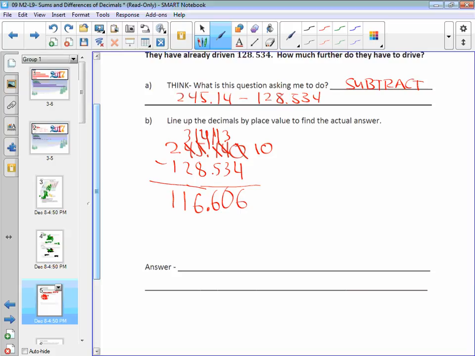116. Right. That's right. Yes. 116 and 606 thousandths. Okay? And then it is a word problem, so we do want to put in a sentence. Oh, yes. Thank you. Okay?